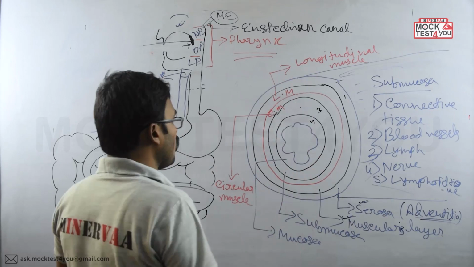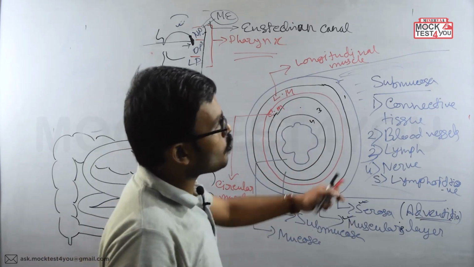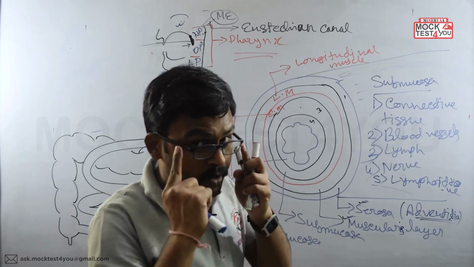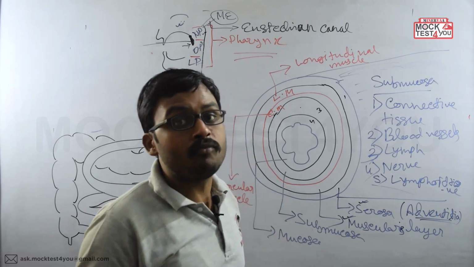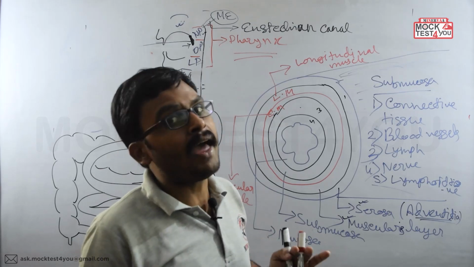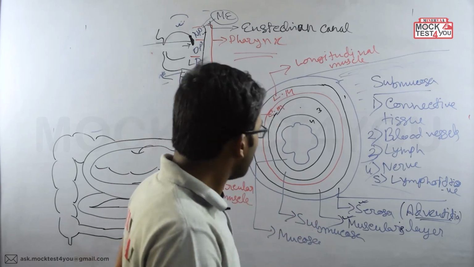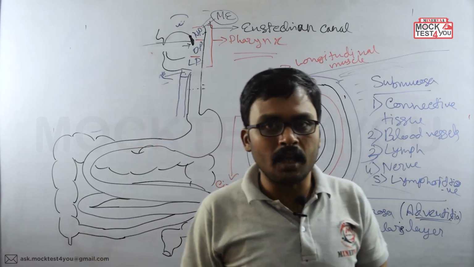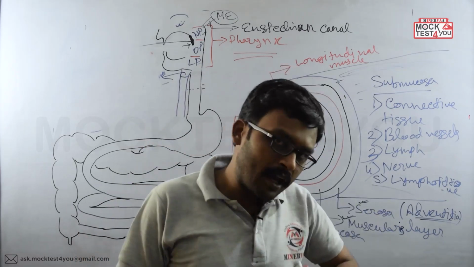Next, the innermost layer is called the mucosa layer, and here the mucosa layer is made of what? It is made of the epithelial cells and its derivatives. So always remember, the mucosa layer is made of epithelial cells and its derivatives.